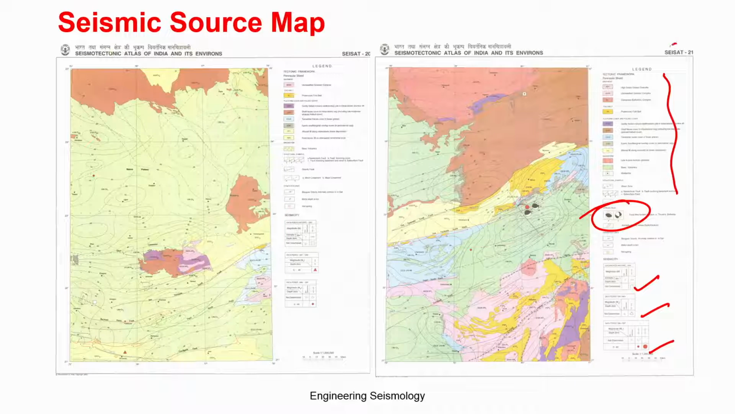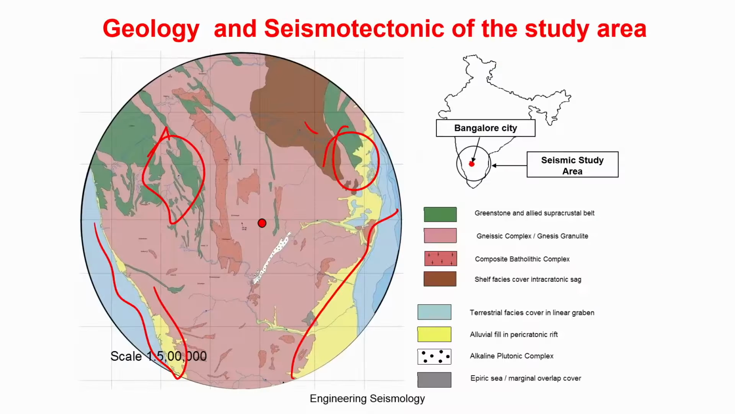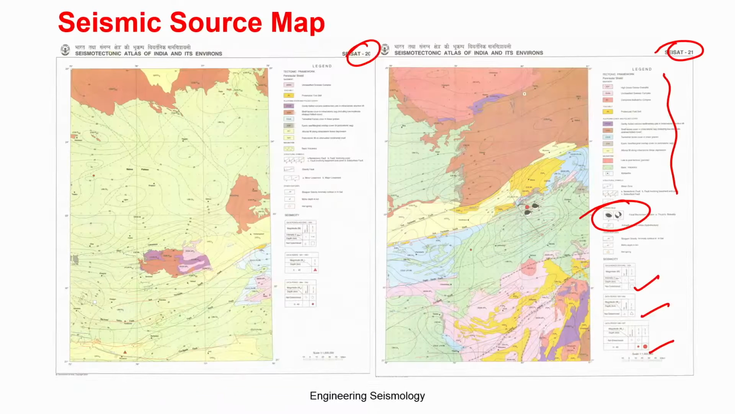This is a typical sheet 21, sheet 20. Like that, Bangalore comes under 4 sheets, so you have to take those sheets. Now it is available as a soft copy. When I was doing this, we completely digitized all of them and tried to merge and create this map by creating different layers in AutoCAD.